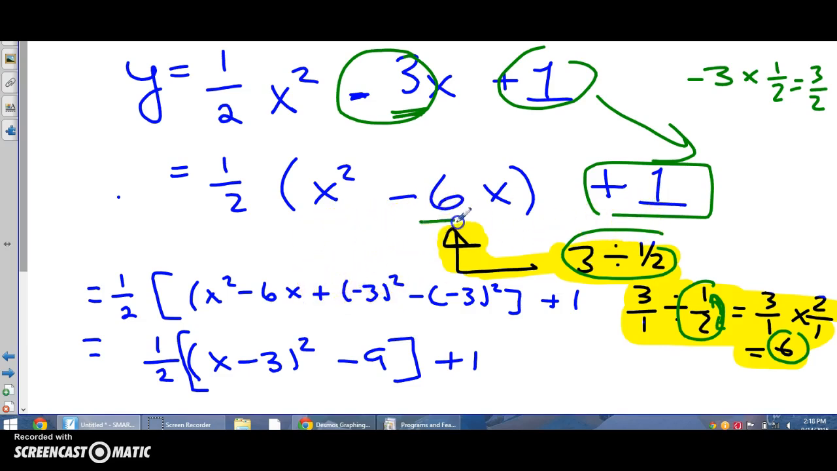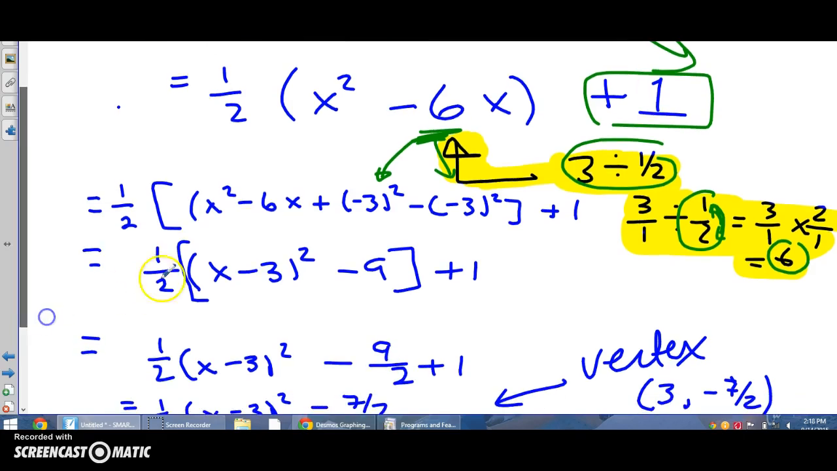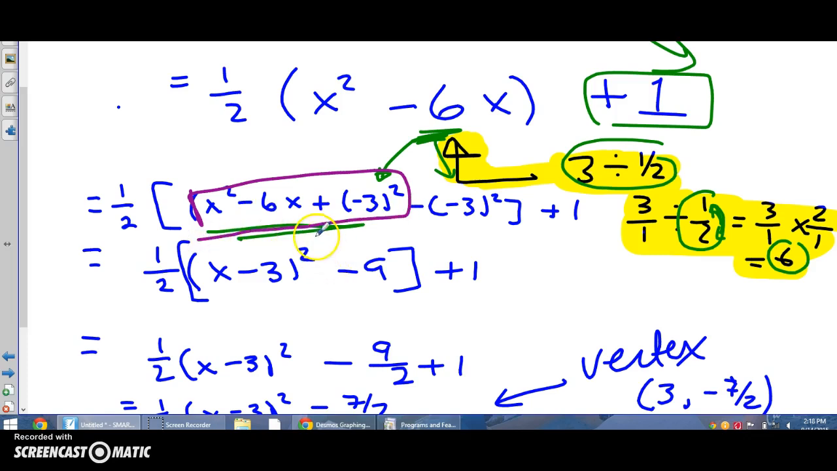I take this guy here, -6. I divide by 2 and I square it. I add that and I subtract it. I then clean up the first 3 terms here. So these 3 terms here are a perfect square, and we'll go over perfect squares in class, why this makes sense. And it turns into (x - 3) all squared. That -3 is the same as this -3. Then I have to square this guy over here. So -3 squared is +9, but I want the negative of that, so that becomes -9.